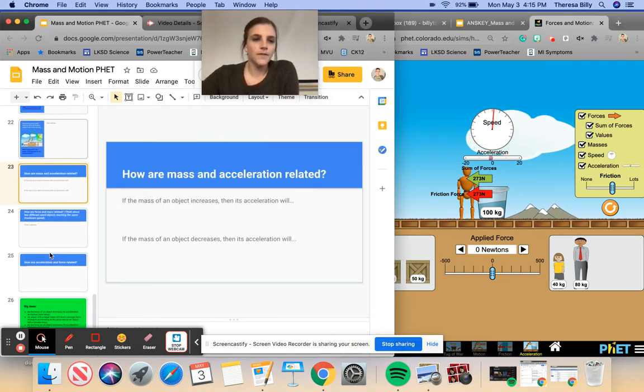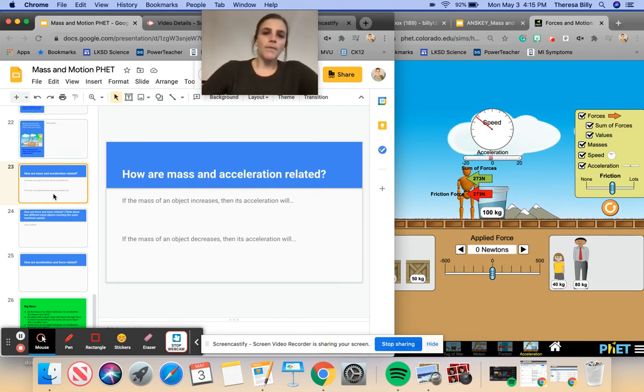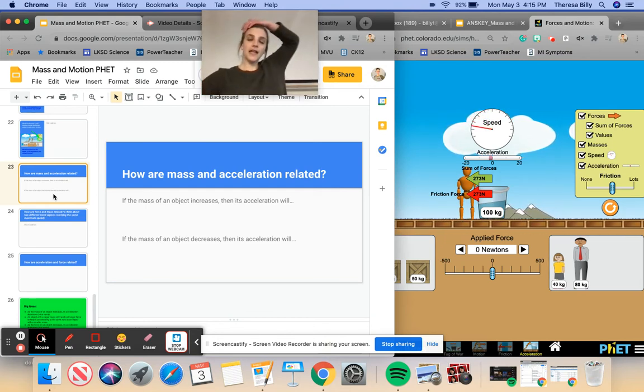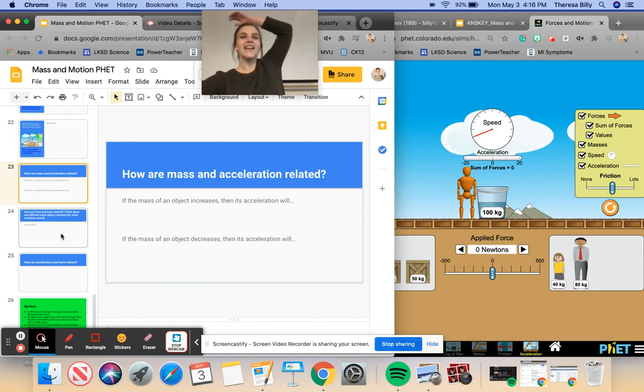The last couple of slides are just asking you some relationship questions. So how are mass and acceleration related to each other? Think about heavier objects versus lighter objects and how fast they're able to accelerate to maximum speed. I think that's just it. How mass is impacting acceleration.